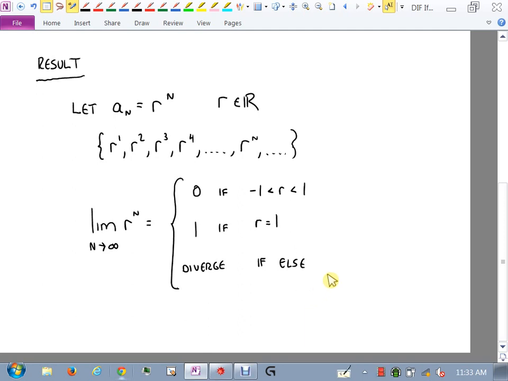Okay, so we will want to keep this in mind. Anytime we have a sequence that involves something to the n, we'll look at that something. We'll see what's the value of that base, and we'll use these results to draw some conclusion.